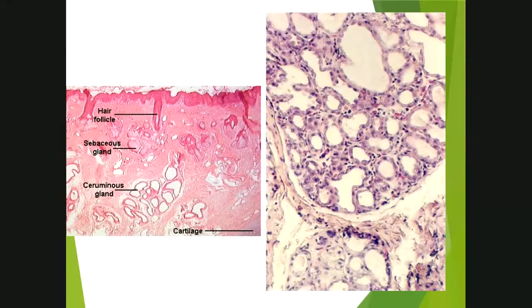Okay, here's what they look like under a microscope. So these are the mammary glands. These are those milk-producing glands. And then here's the ceruminous gland, these earwax-producing glands. And again, these are only found in very specific places.